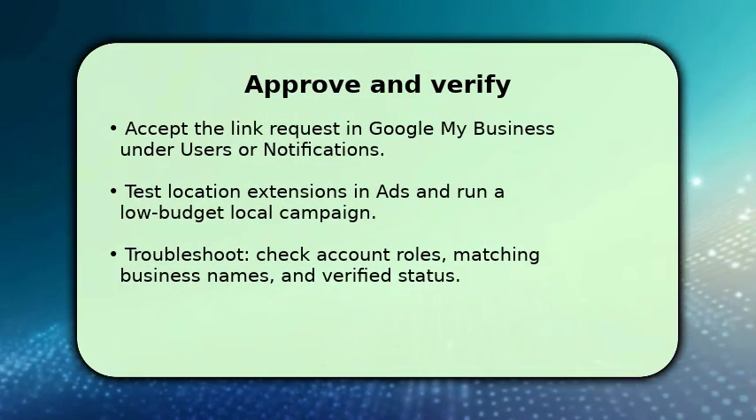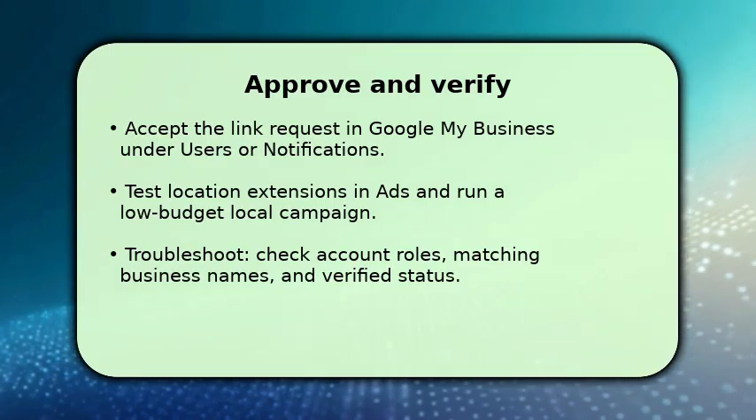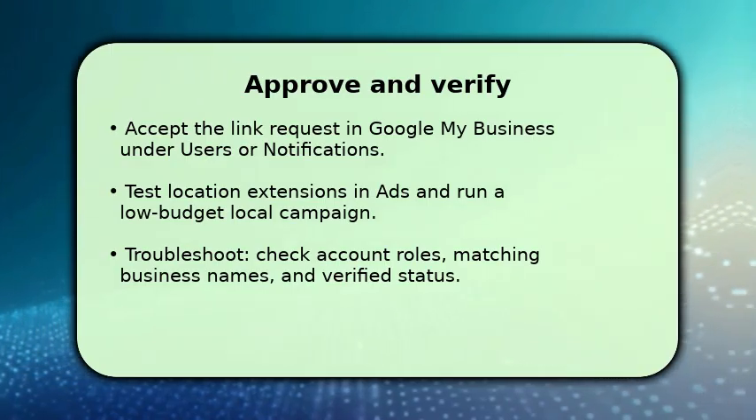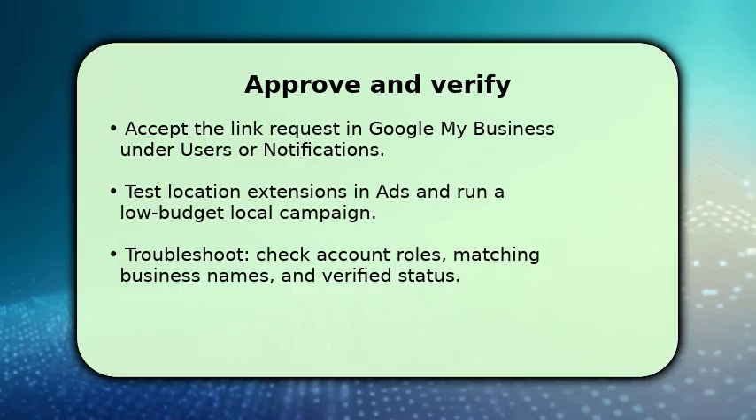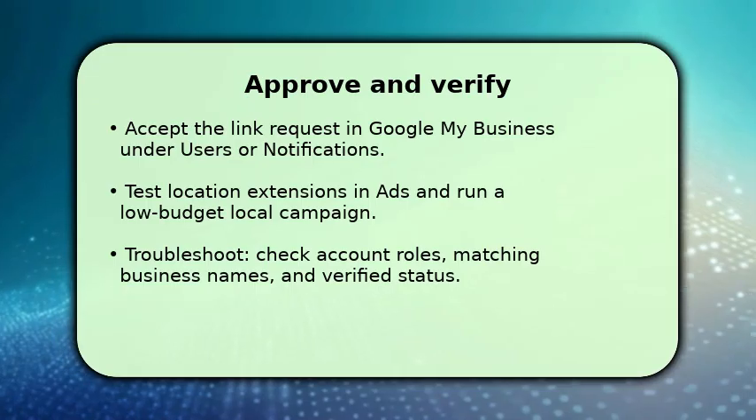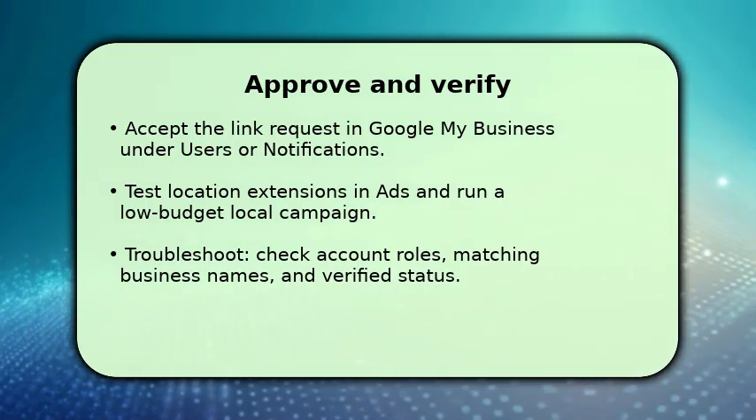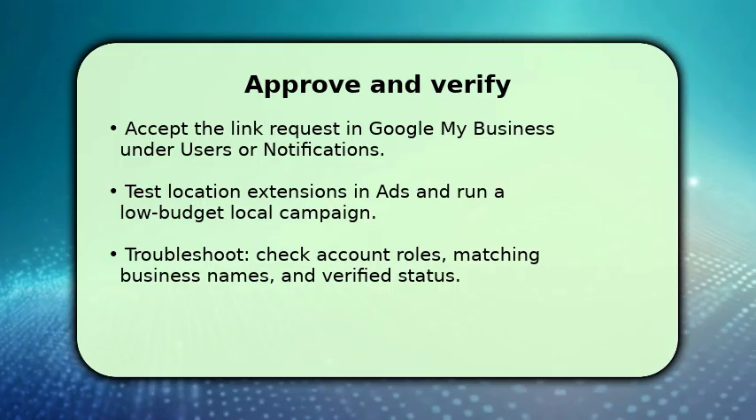Finish by approving the link from the Google My Business side. Open GMB, check notifications or users, and accept the request. Once approved, return to Google Ads and enable location extensions or create a local campaign to confirm locations appear. Run a small, low-budget test ad to verify clicks show your business address.